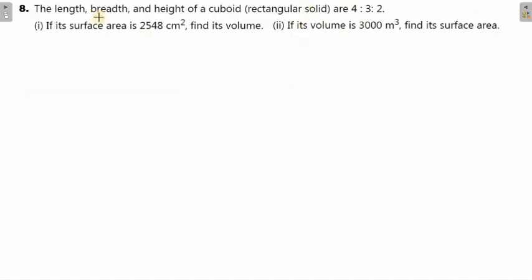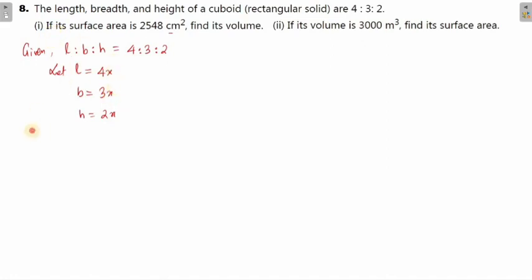Let's have the last question for the day. The question says the length, breadth and height of a cuboid or rectangular solid are in the ratio 4:3:2. So given is L is to B is to H, this is given to be 4:3:2. Now what we can do is let L equal 4x, B equal 3x and H equal 2x. And the unit that you see here is centimeter.